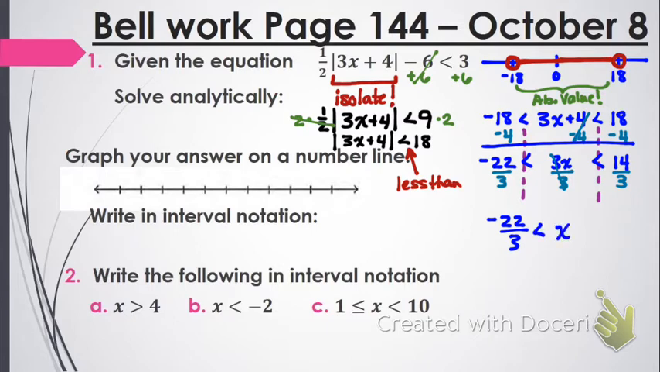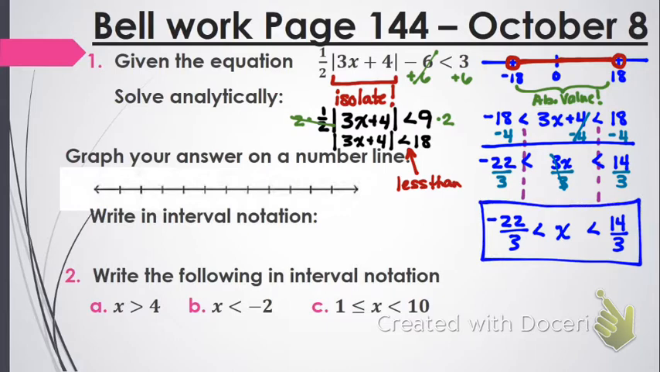Then I have an x here. Can I reduce 14 over 3 at all? Nope. So I'm just going to leave it as 14 over 3. I do want to go and graph that. Which one of those numbers is smaller, the negative 22 over 3 or the 14 over 3? 14 over 3 is smaller than negative 22 over 3? Oh, no, negative 22 over 3.